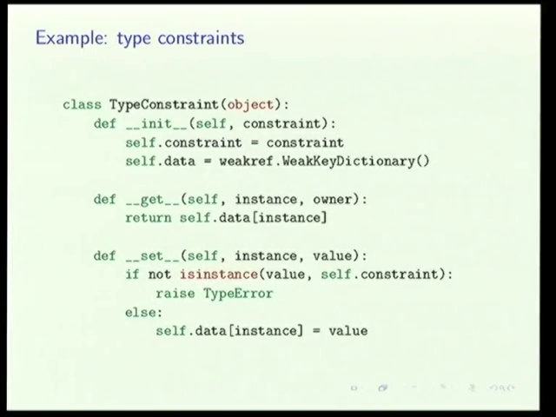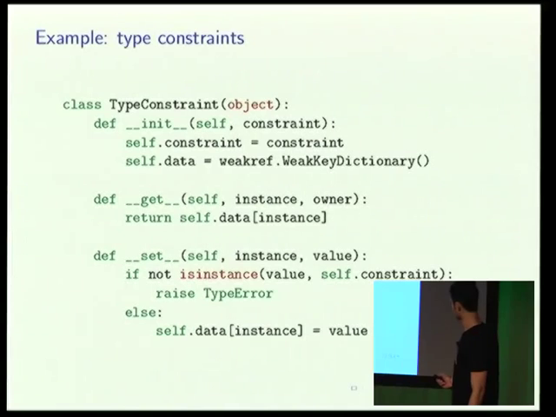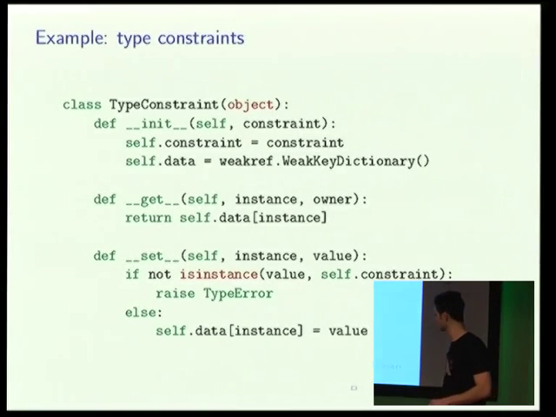So this is an example of a descriptor. It's called TypeConstraint. And it is a new style class, so it subclasses object. We have a constructor method, __init__, and it just takes a constraint, which will be a type or a tuple of types. And in the constructor, we're just going to save the constraint, and we're going to initialize a WeakKeyDictionary for storing the data that we're going to store in and access in these descriptors.